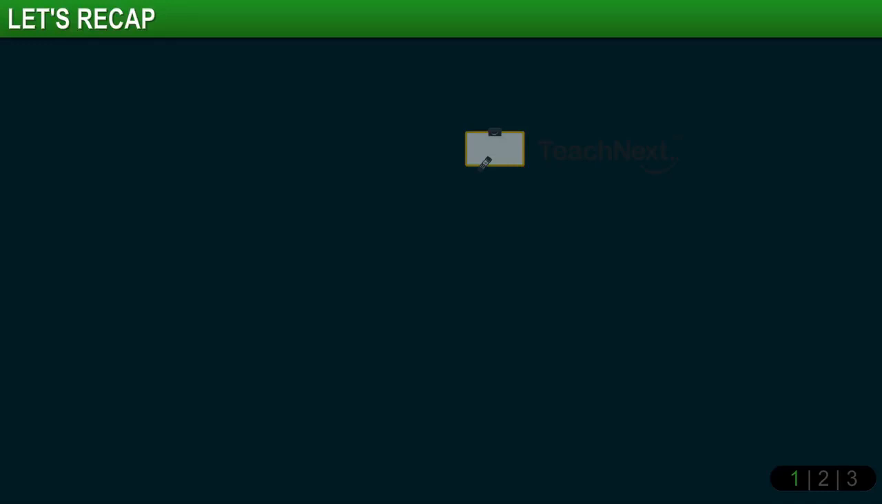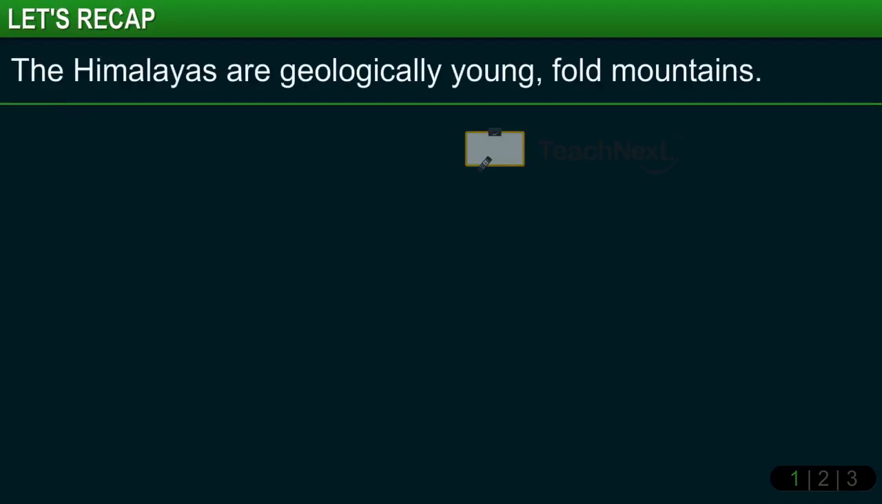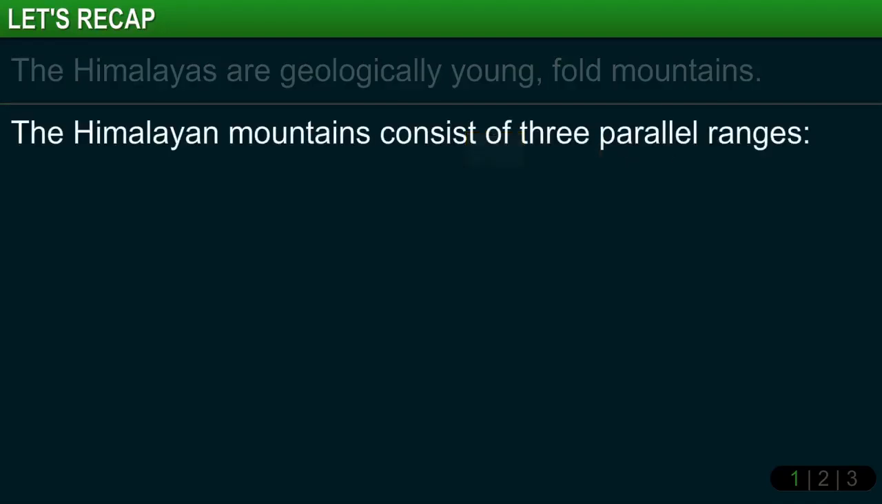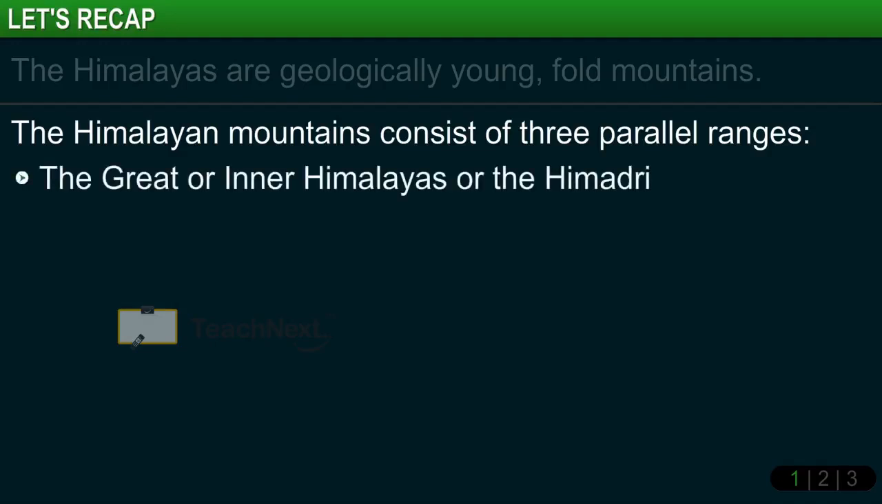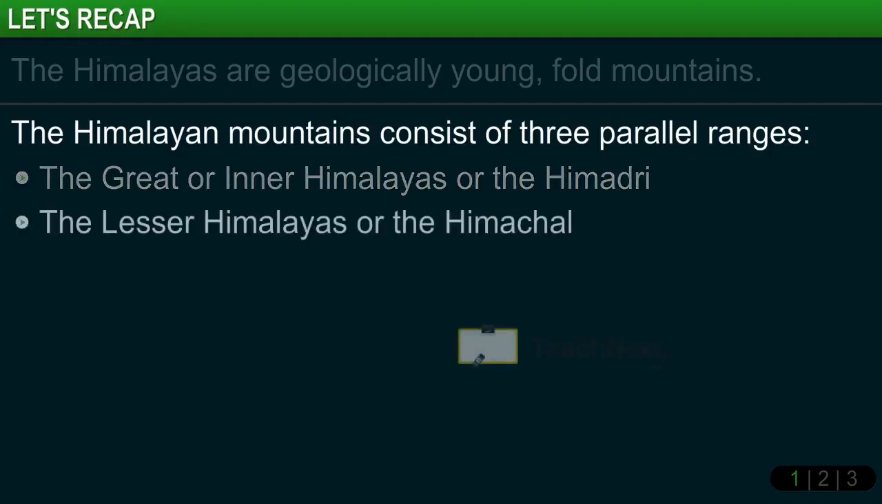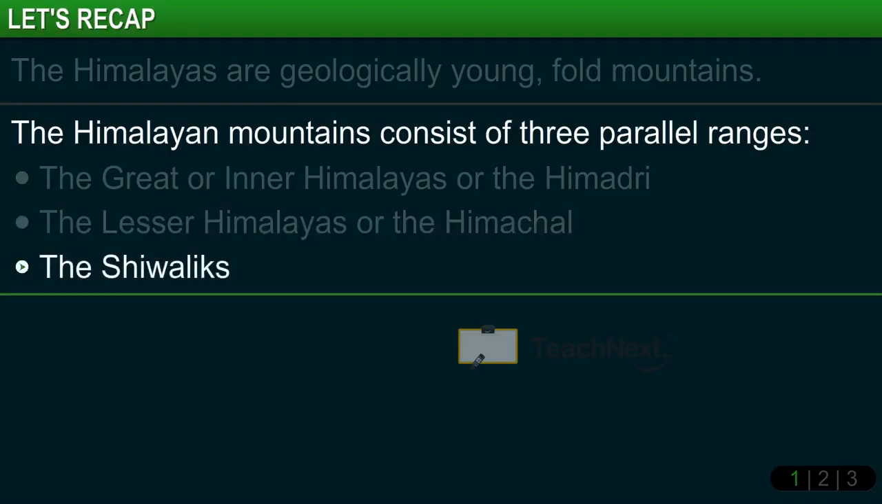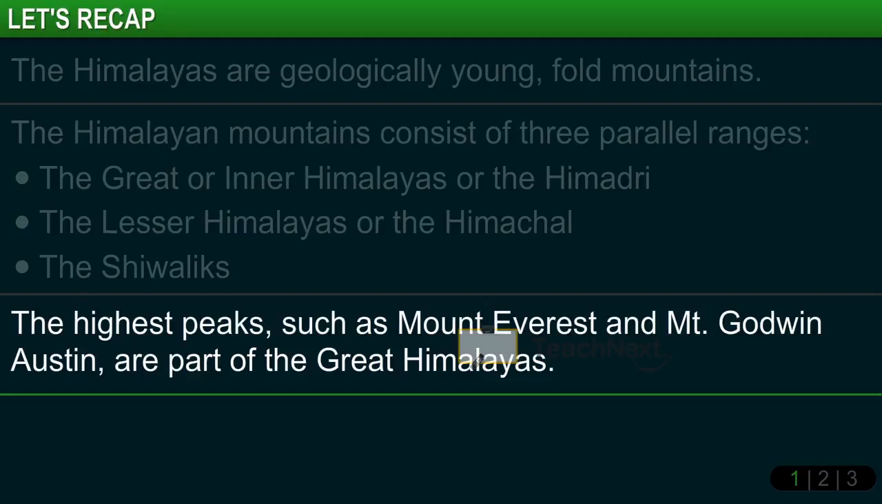In this module, you learned that the Himalayas are geologically young fold mountains. The Himalayan mountains consist of 3 parallel ranges: the Great or Inner Himalayas or the Himadri, the Lesser Himalayas or the Himachal, and the Shivaliks. The highest peaks such as Mount Everest and Mount Godwin-Austen are part of the Great Himalayas.